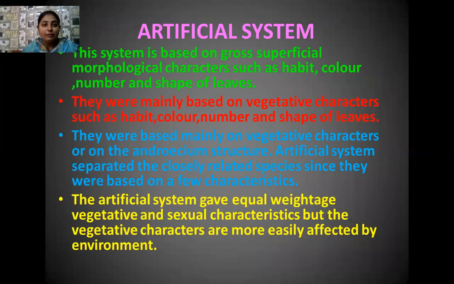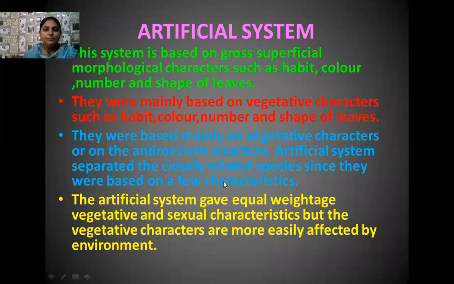Okay, students, first of all, we are going to study the artificial system of classification. This artificial system of classification is based on gross superficial morphological characters. So all the morphological characters such as the habit of the plant, that is, what kind of plant it is: a herb, a shrub, a tree, an epiphyte or a climber. Then the color, number and shape of the leaves that are present in the plants.